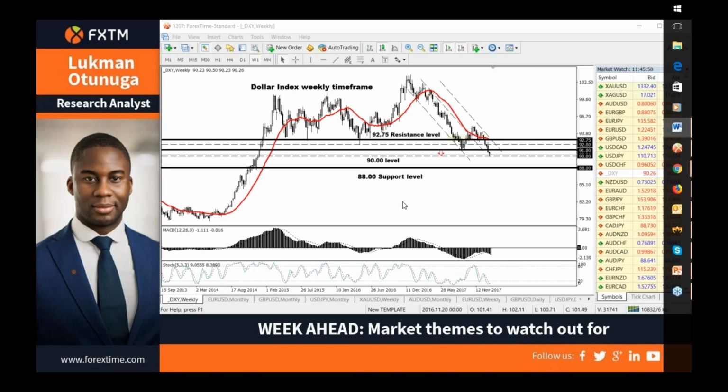So looking at the dollar index on the weekly charts, we can actually see that the dollar index is heavily bearish right now. Last week we saw prices trade towards the 90 support level. I'm looking for a weekly breakdown and weekly close below the 90 level for the next major level of interest on the dollar index at 88.